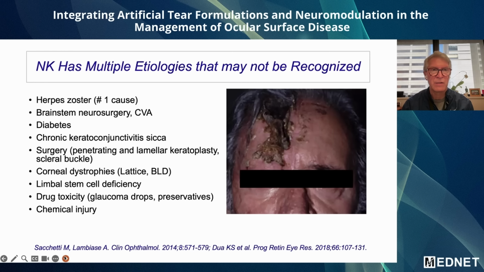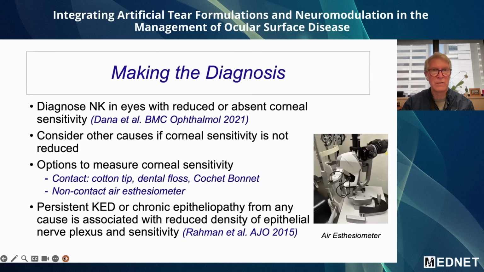herpes zoster ophthalmicus. But other causes include brainstem neurosurgery, cerebrovascular accidents that affect the brainstem, diabetes, especially long-standing type 1 diabetes, chronic keratoconjunctivitis sicca, ocular surgeries, including penetrating and lamellar keratoplasty and scleral buckle procedures, corneal dystrophies, including lattice and Bowman's layer dystrophies, limbal stem cell deficiency, drug toxicity, primarily glaucoma drops and their preservatives, as Dr. Pitha mentioned, and chemical injuries.